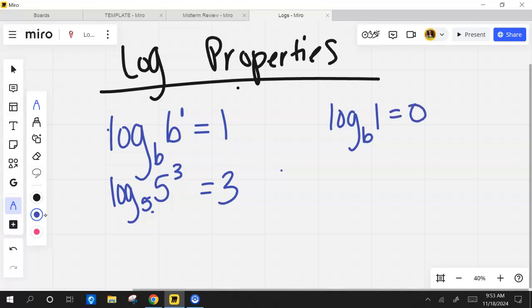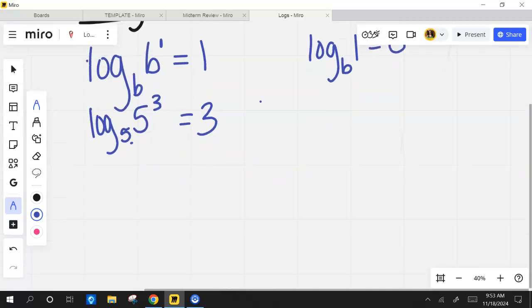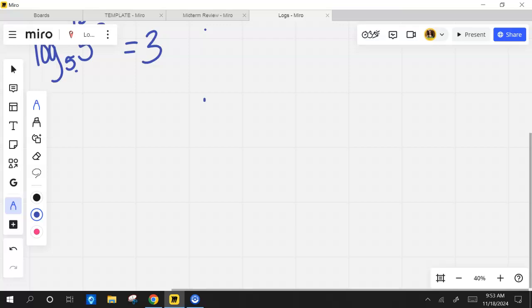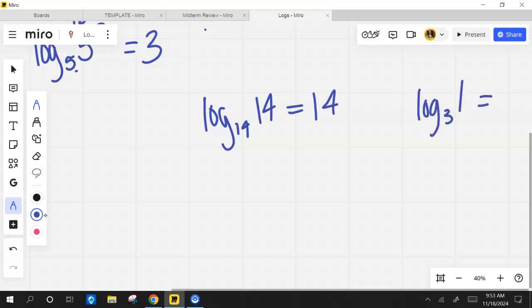Okay. So if you look at the examples on the right-hand side, the first one says the log base 14 of 14. What does that equal? 1. How about the log base 3 of 1? 0. The only way to get 1 when you raise something to an exponent is if that exponent is 0 itself.